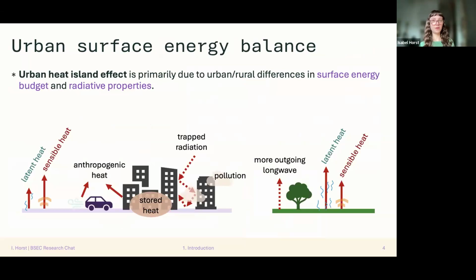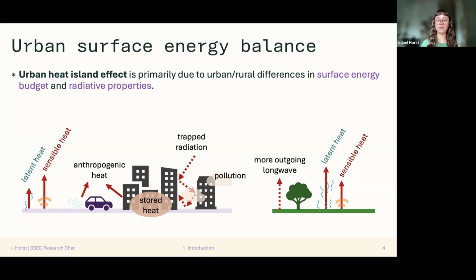So now a bit of the scientific background. A lot of you might be familiar with this if you know about the urban heat island, but the urban heat island effect really comes down to differences in the land surface characteristics between urban areas and rural areas that cause differences in the surface energy budget and the radiative properties between those two environments.